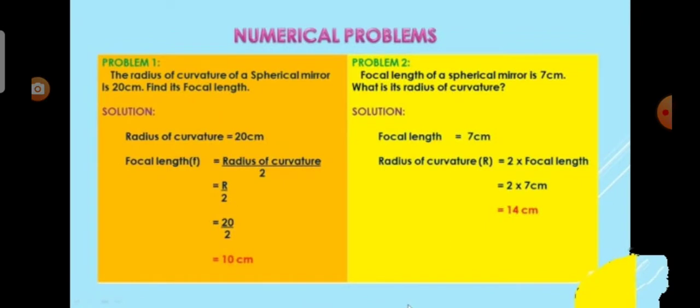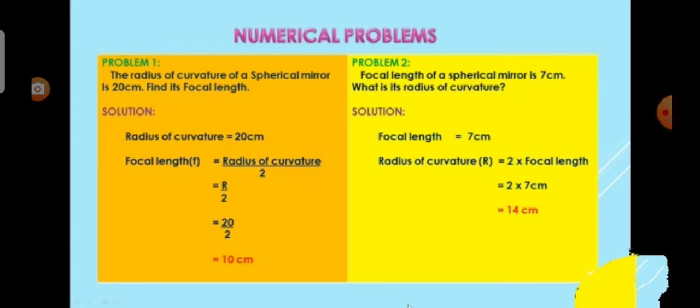Now we see the numerical problem. The radius of curvature of a spherical mirror is 20 centimeter. Find its focal length. The solution: radius of curvature is given, R equals 20 centimeter. The formula for the focal length is f equals radius of curvature divided by 2, that is R by 2, equals 20 by 2. The answer is 10 centimeter.